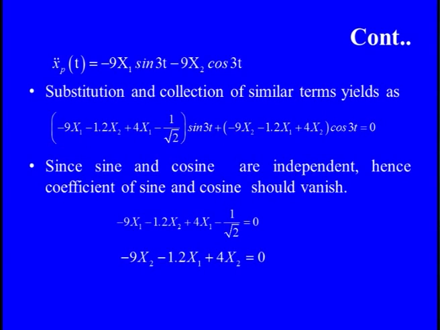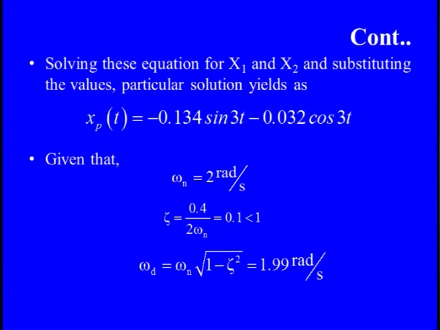Since the sine and cos features are independent, the coefficients of the sine and cos terms must each equal 0. So we can frame these equations as minus 9x1 minus 1.2 x2 plus 4x1 minus 1 by root 2 equals 0, and similarly the second form, minus 9x2 plus 1.2 x1 plus 4x2 equals 0. We have two equations and two unknown coefficients, x1 and x2, and we can get the solution by solving the coupled equations. The final solution of the particular integral x of p is equal to minus 0.134 sin 3t minus 0.032 cos 3t.